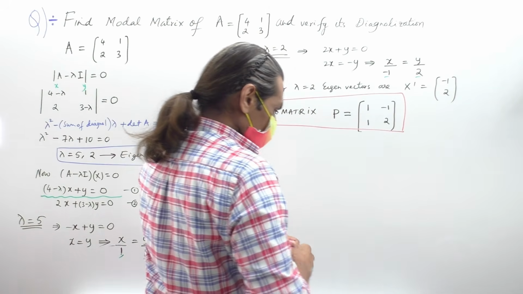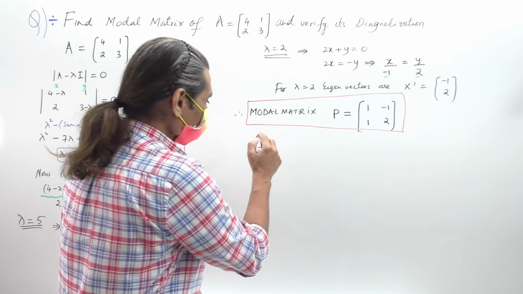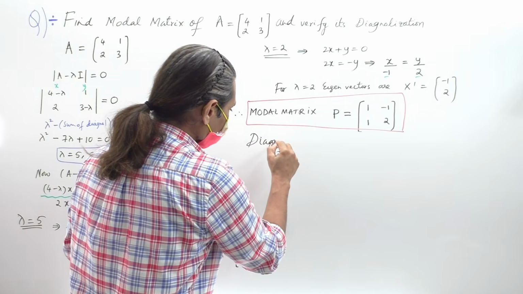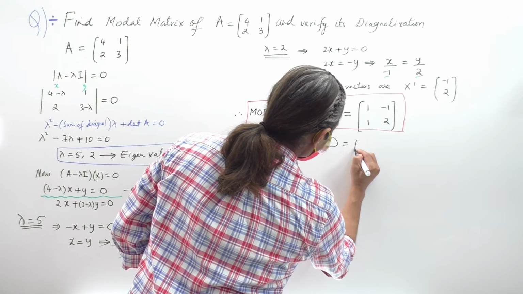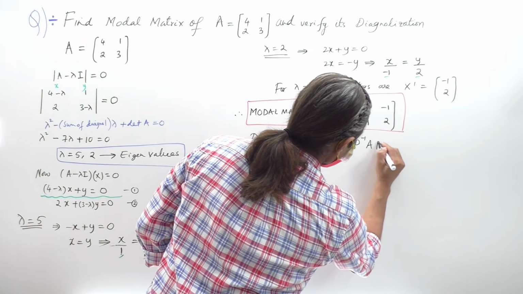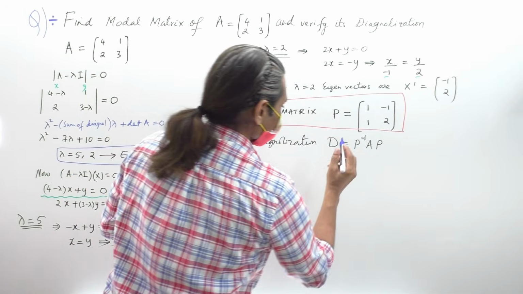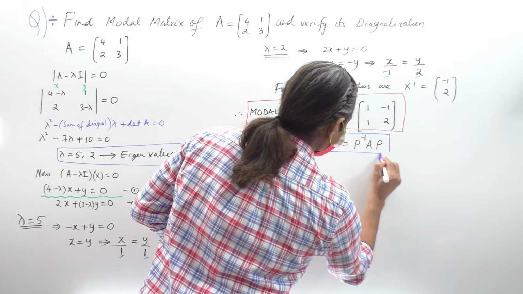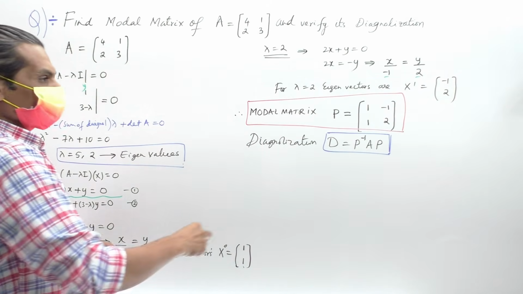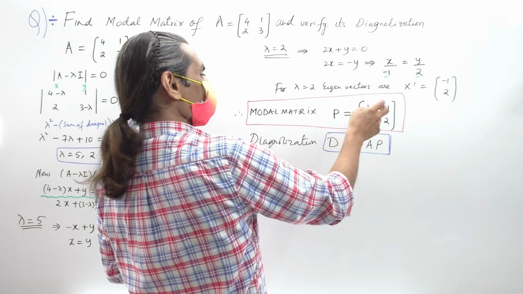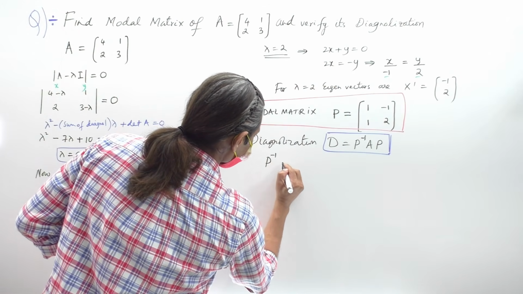Now after finding the modal matrix, they are asking to verify diagonalization. The formula for diagonalization is given as D is equal to P inverse AP. You have to memorize this perfectly. See the order: P inverse AP. Don't change the order. Diagonalization is given by P inverse AP, where P is the modal matrix and P inverse is the inverse of that. So first I will find P inverse.